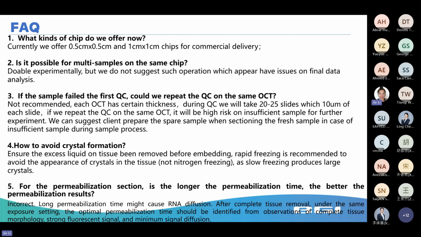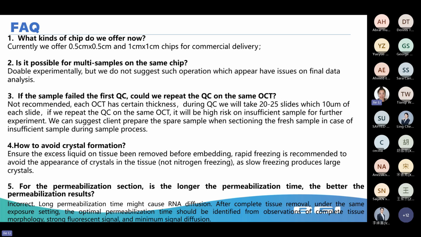The fourth question is how to avoid crystal formation. We would say ensure the excess liquid on the tissue has been removed before embedding, and rapidly freeze the samples. But we do not recommend liquid nitrogen freezing because it may cause the sample to explode. But if the freezing is too slow, it will cause large crystals in the samples.